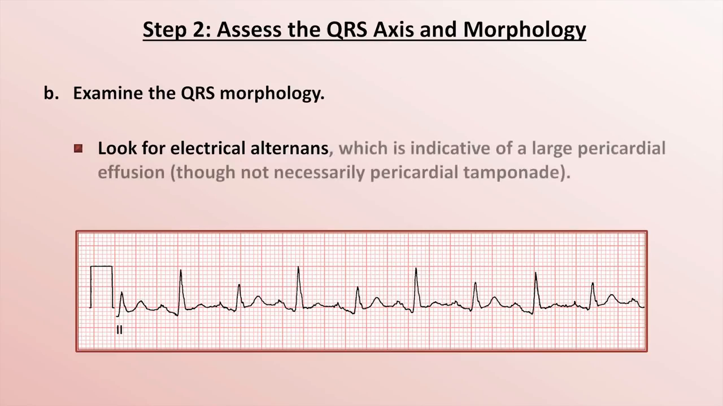This usually indicates the presence of a large pericardial effusion and is caused by the heart literally shifting back and forth in this big ball of fluid, though this does not necessarily indicate pericardial tamponade.